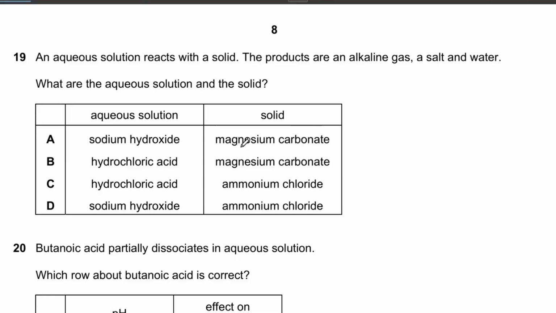Magnesium carbonate will give us a gas, which is carbon dioxide gas. So that means the correct answer is D, because D is going to give us an alkaline gas, which is ammonia gas, a salt, and water, while A is going to give us an acidic gas, which is carbon dioxide, a salt, and water. So the correct answer is D.